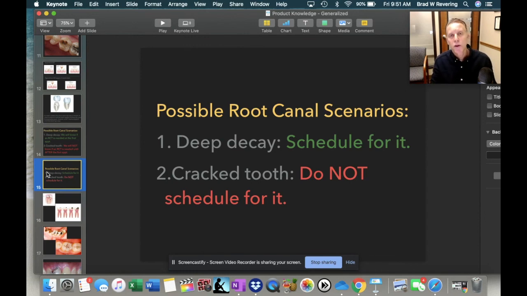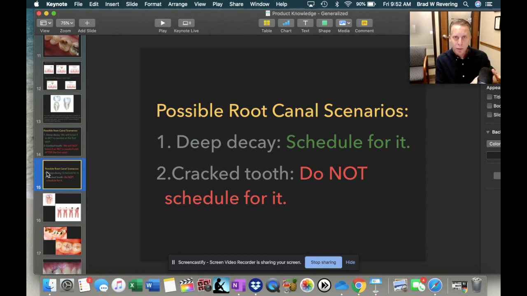However, if it's a crack, we do not schedule for the root canal. It's in the patient's chart. They're aware of it. They know that they may need it. But we're not going to put it on the appointment book because we're going to test the tooth out with a temporary crown. So hopefully this will help clear up some confusion when we're looking at trying to schedule patients who might need root canals.